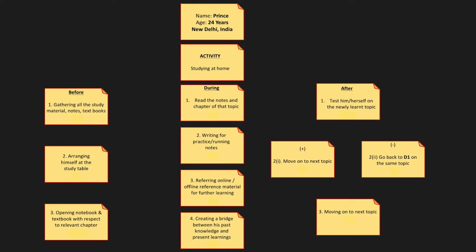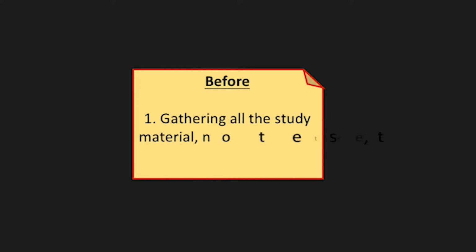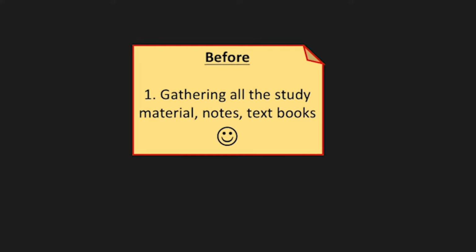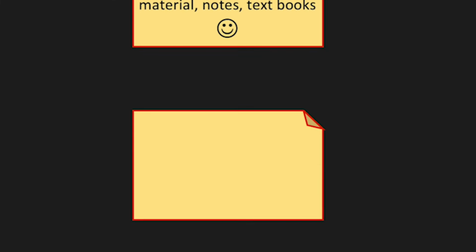Of course, the next step would be emotional mapping. Going back to B1, that would be getting all the study material, notes, and textbooks. Considering an ideal situation where Prince is happy and wants to study, all the things are available. Then arranging himself at the study table is not something.